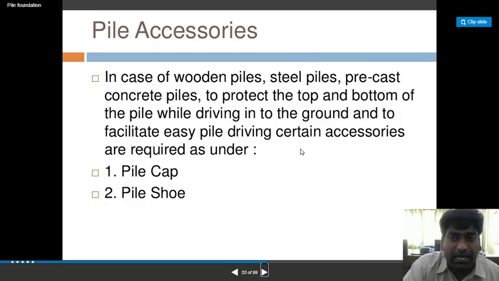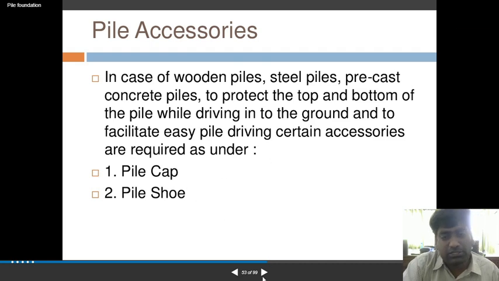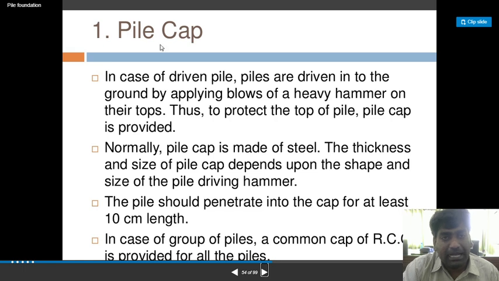In case of wooden pile, steel pile, and precast concrete pile, to protect the top and bottom of the pile while driving it into the ground, and to facilitate easy pile driving, certain accessories are required. That is pile cap and pile shoe. Pile cap: in case of driven piles, the piles are driven into the ground by applying a number of blows of a heavy hammer on their tops. Thus, to protect the top of the pile, a pile cap is provided.